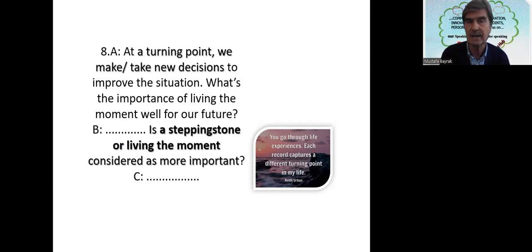I can't say that one of them is more important than the other. In fact, again, through my perspective, there should be a harmony, coherence between the moment of life and the stepping stones of life, turning points of life.